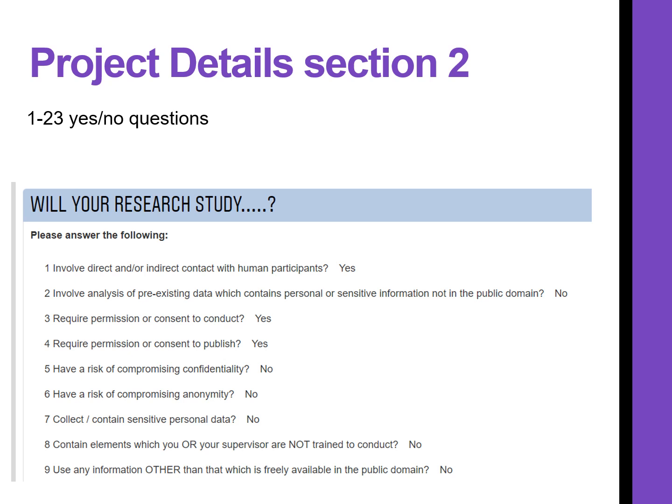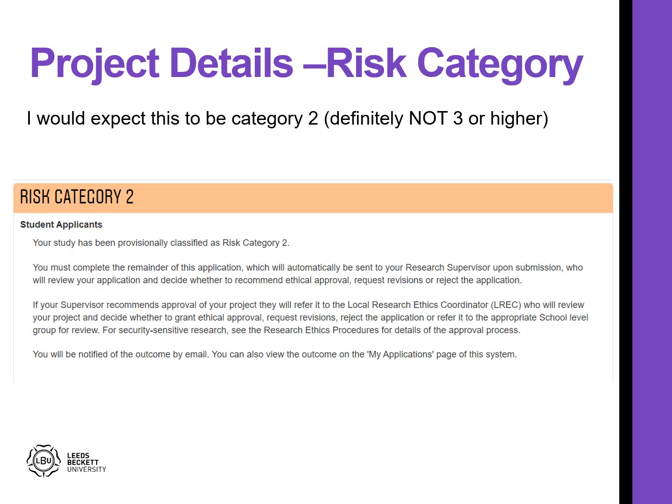Require permission to publish. So if you decide later on you're going to publish it at a conference or similar, maybe the person you're interviewing, you're going to have to get their permission, especially if you're going to use their name. You must ask them if they're happy for their name and position and company to be in your report. And then you go through the 23 questions. Like I say, most of them will be no for you guys. The system will then give you an automated analysis of your answers.